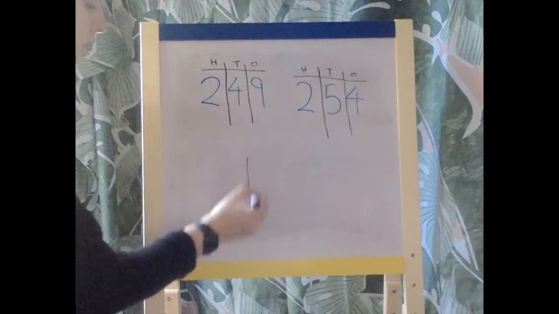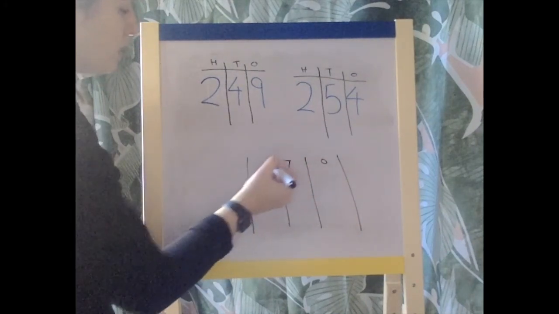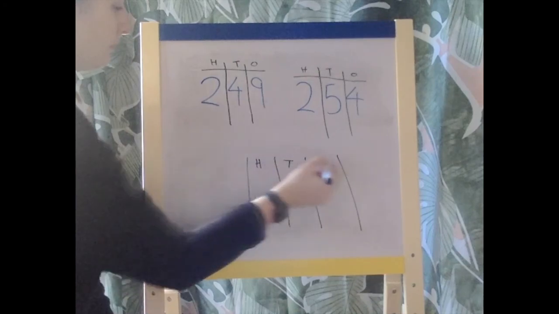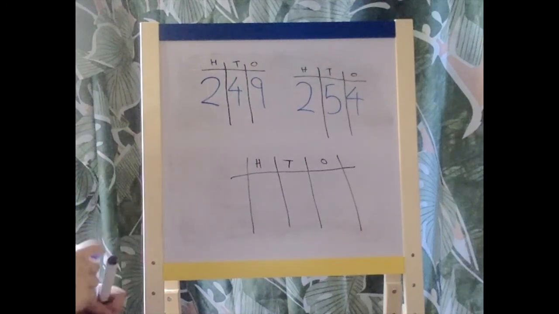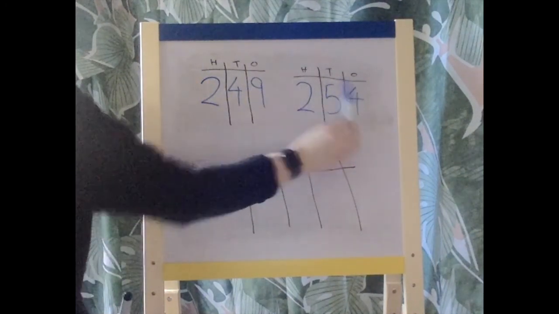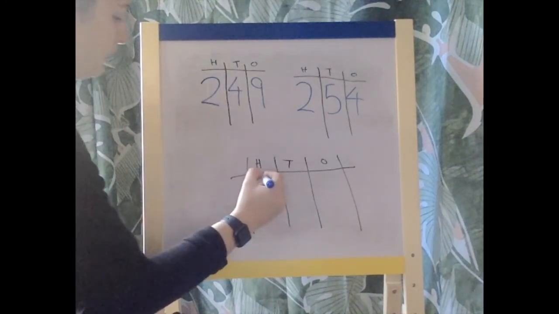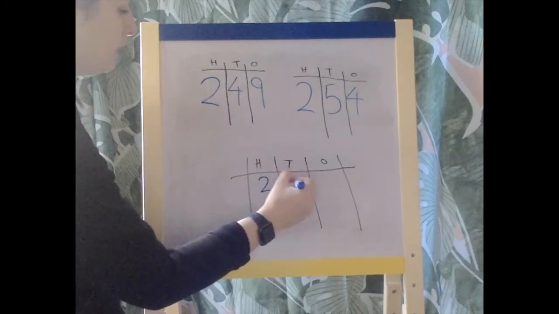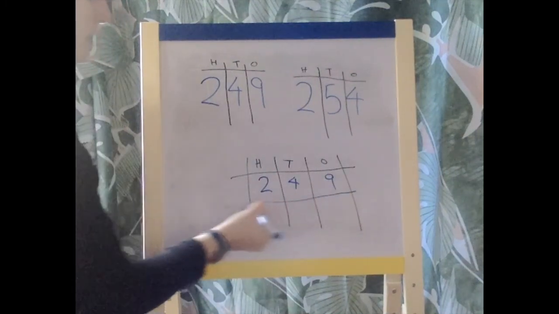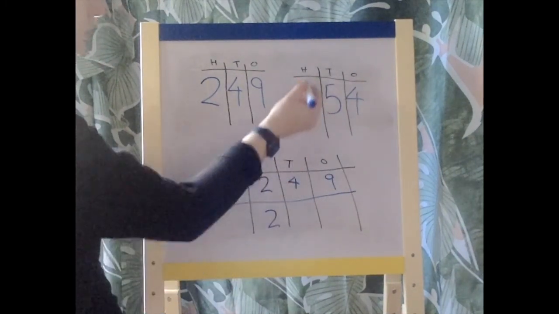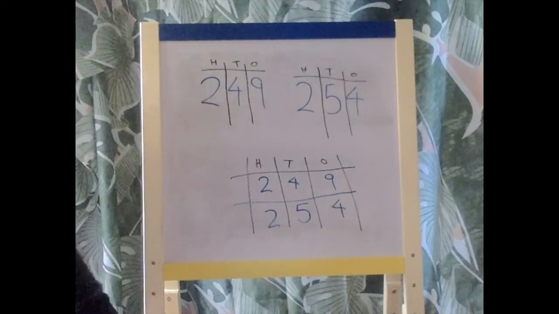So let's draw a place value chart to figure out which number is bigger. Okay, so to decide which number is bigger, we need to work from left to right, reading the numbers and seeing which number has the biggest value. So let's write this number first. We've got 2 in the hundreds, 4 in the tens, and 9 in the ones. The next number we've got is another 2 in the hundreds, 5 in the tens, and 4 in the ones.